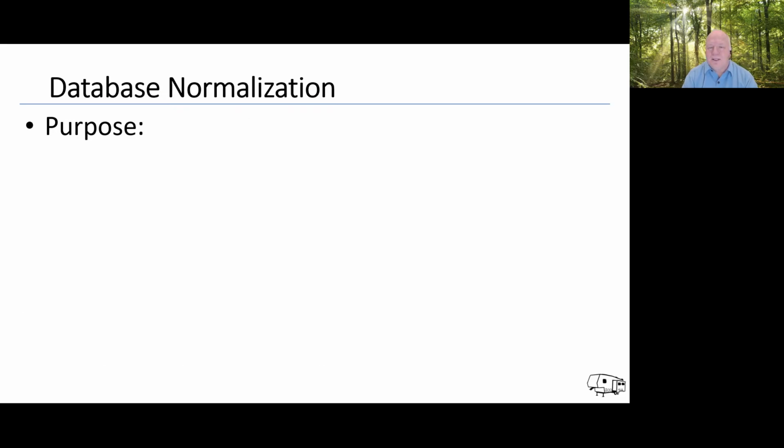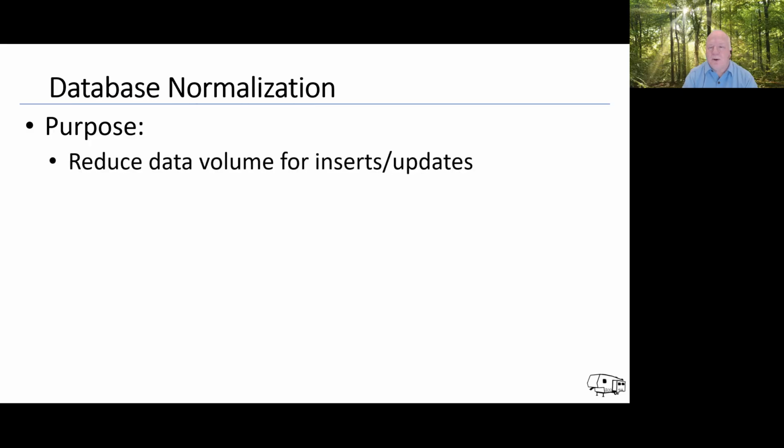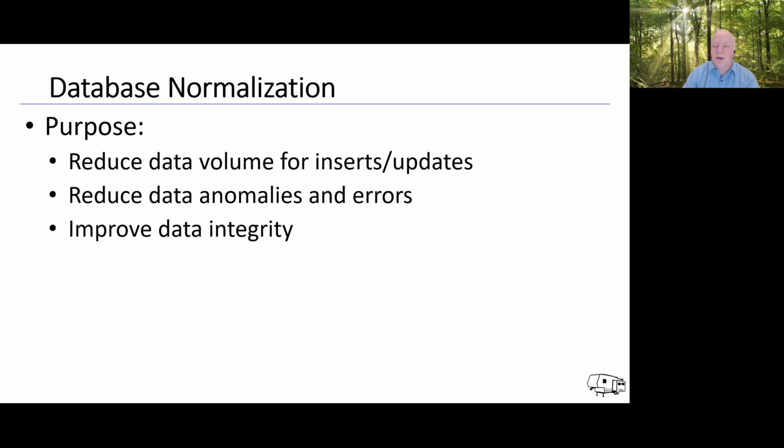In database normalization, why would we want to normalize? Mainly it's because we want to reduce the data volume for inserts and updates, because otherwise it would become very complex. And because of that complexity, it would also introduce anomalies and errors in the data. So we want to reduce that as well. And by doing that, we improve the data integrity as we go through these steps.